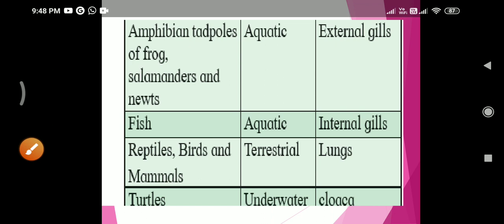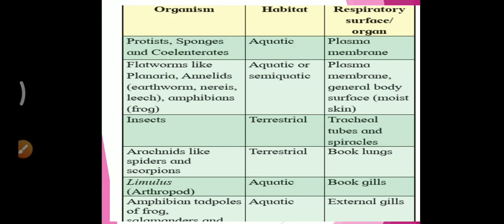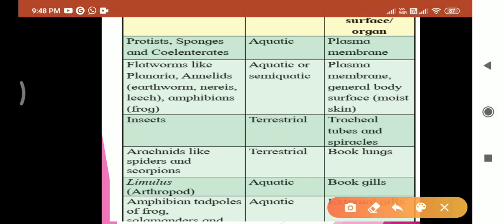And the next one is the general body surface, moist skin. So the body surface also works as a respiratory organ.